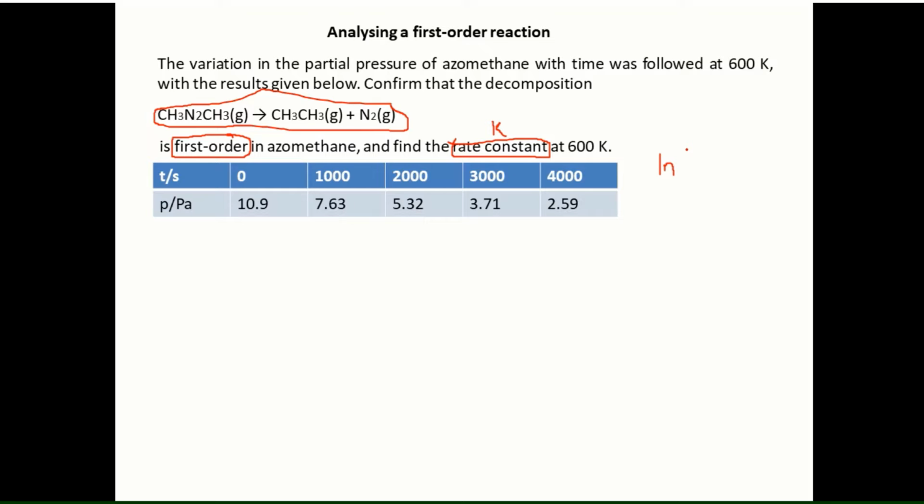So the concentration of A at a certain time t over the concentration of A at t0, or initially, is equal to e to the negative kt, whereby k is the gradient, and this k is the same k that we are looking for.